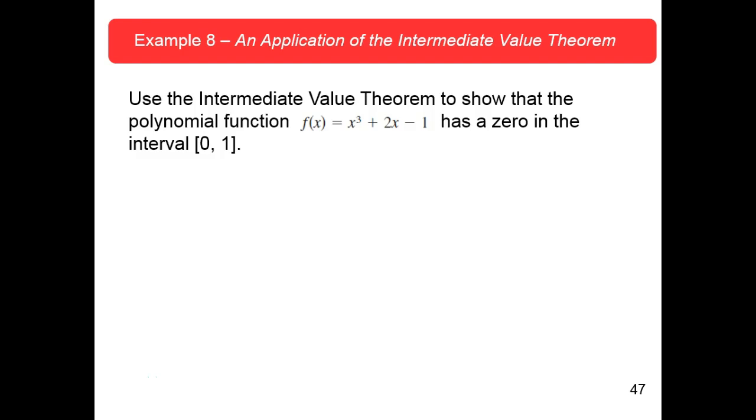So here's example 8, the last example in the section. Use the intermediate value theorem to show that the polynomial function f of x equals x cubed plus 2x minus 1 has a 0 on the interval 0 to 1. I'm not going to write that down again. I'll leave it alone. All right, so we need to do that.